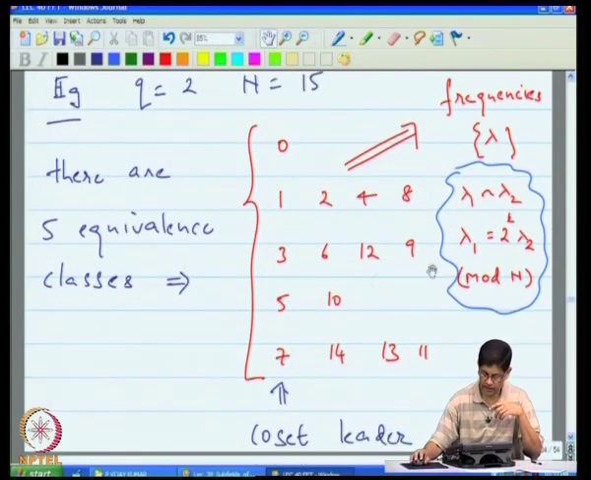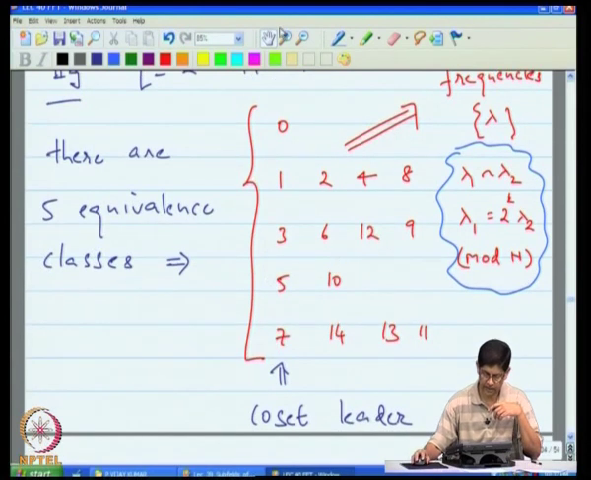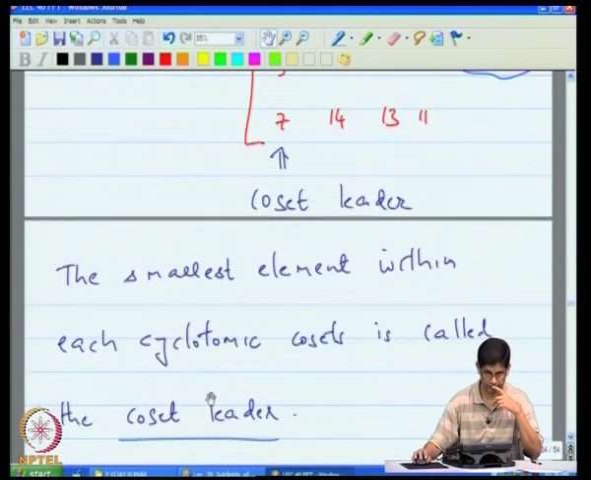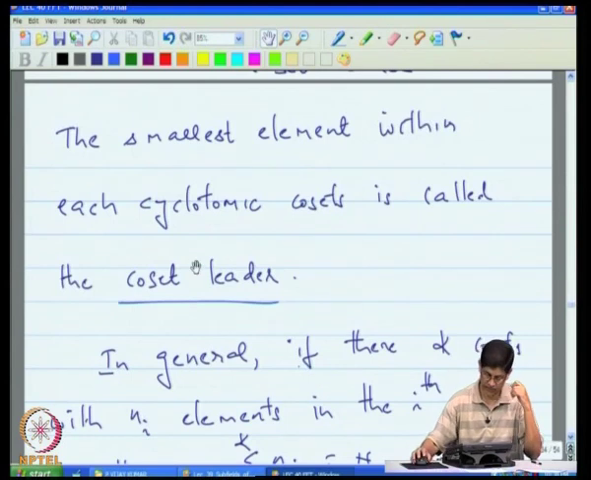So, anyway, these are the 5 cyclotomic cosets, and the convention is that when you have a cyclotomic coset, the smallest element, okay, the smallest representative or the smallest element in each of the cyclotomic cosets is called the coset leader. Okay. So, each row is a cyclotomic coset and the smallest element is the first, that is how it is conventionally written. So, these are the various coset leaders. Okay. So, that is just mentioned here.